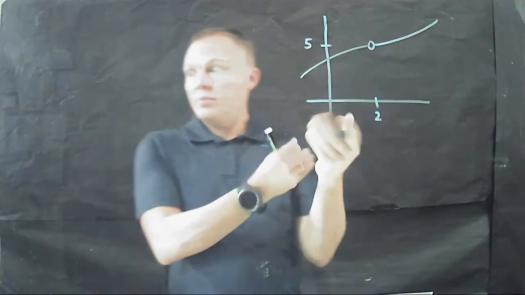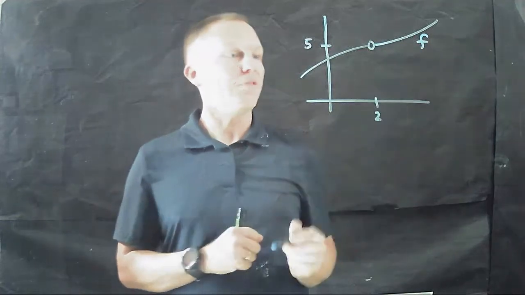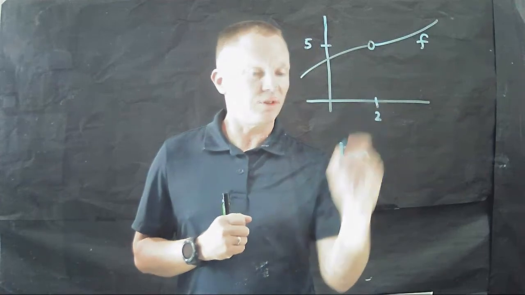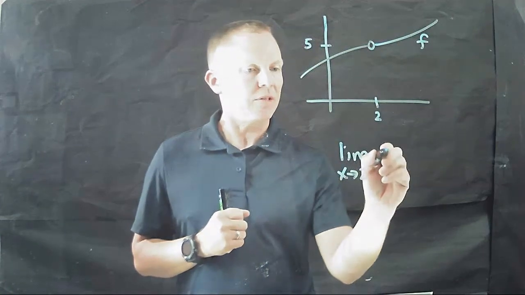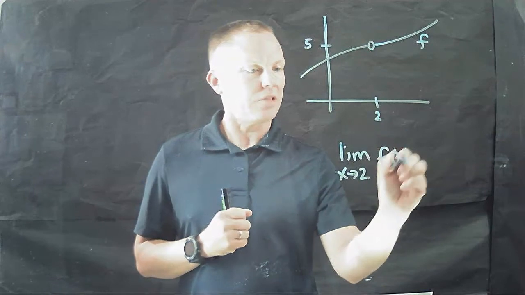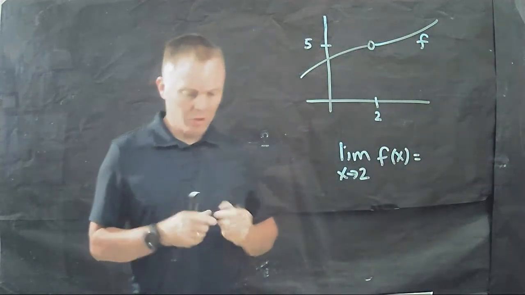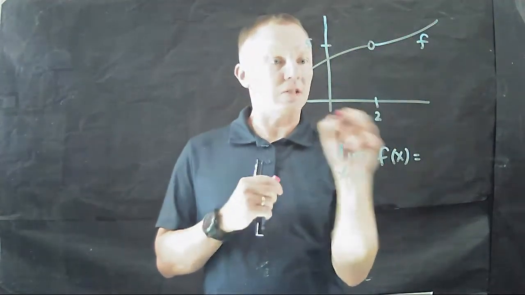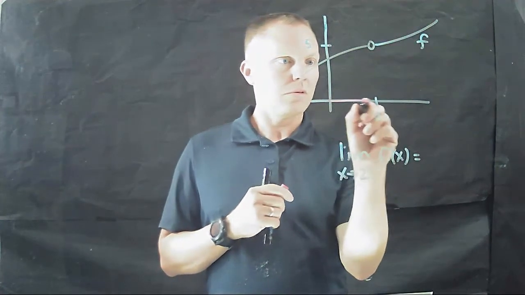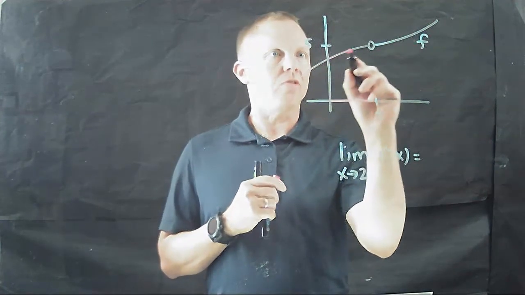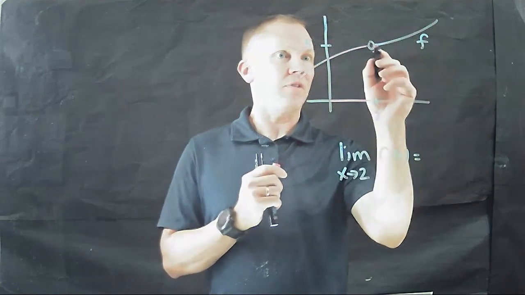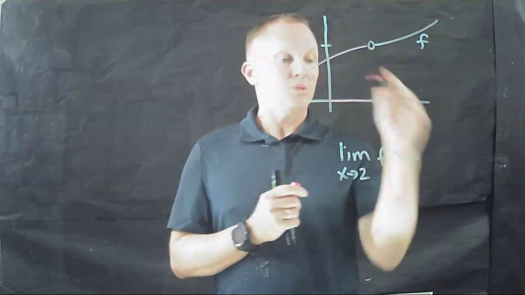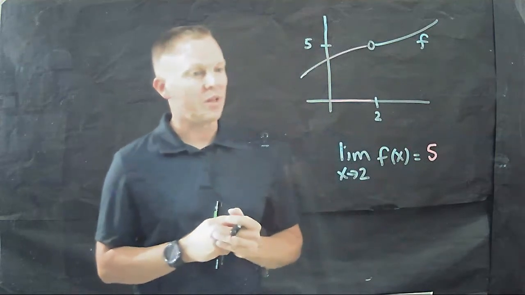So here's our function. We'll call this function f. And I'm going to ask you this: does this function f have a limit as x goes to 2? So we look at these y values. As x gets close to 2, what are the y values getting close to? Well, they appear to be getting close to 5, and they always seem to be getting close to 5, no matter which way I go to 2. So this limit is 5.